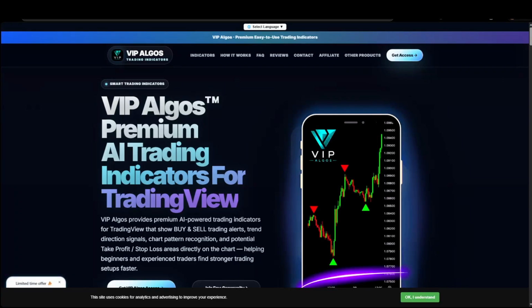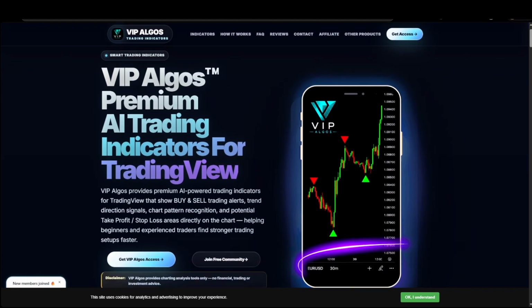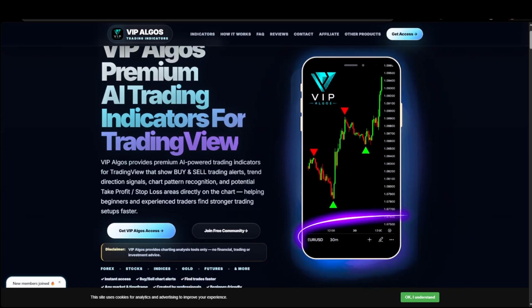Most reviews on VIP Algos tell you what it's supposed to do. I wanted to know what it actually does. So I put it through the matrix, broke down the mechanism, checked the components, looked at what real users are reporting. This is the review matrix.